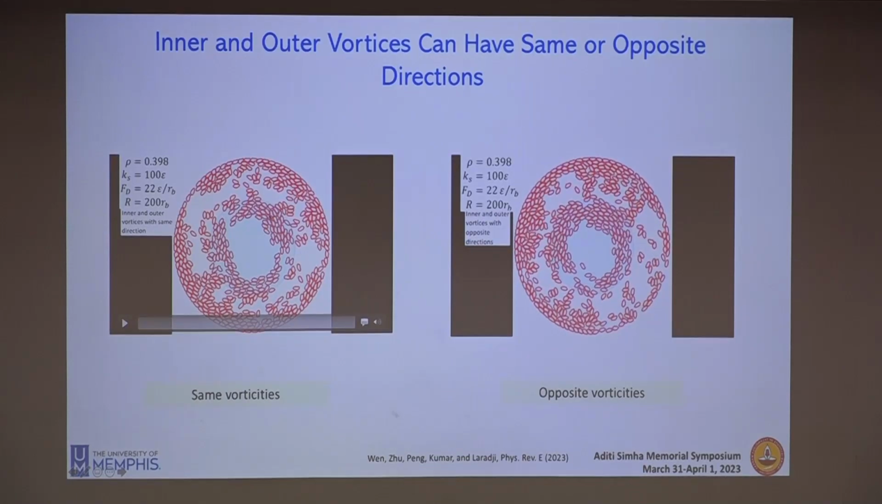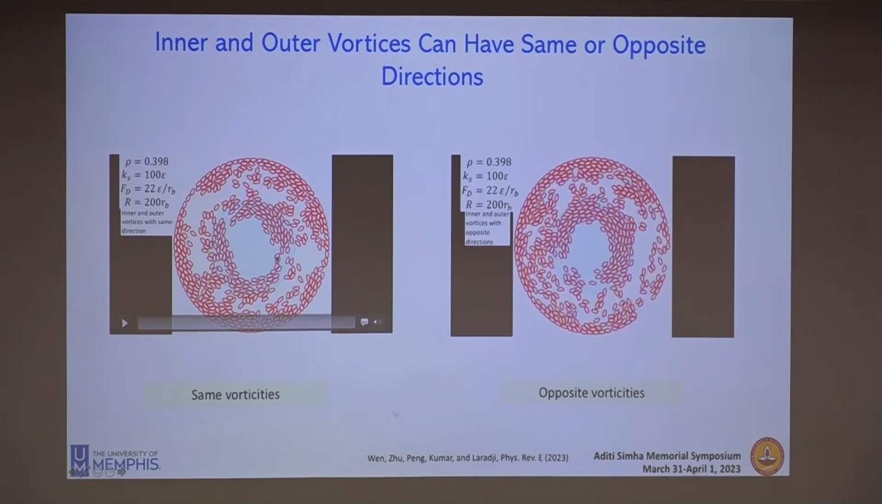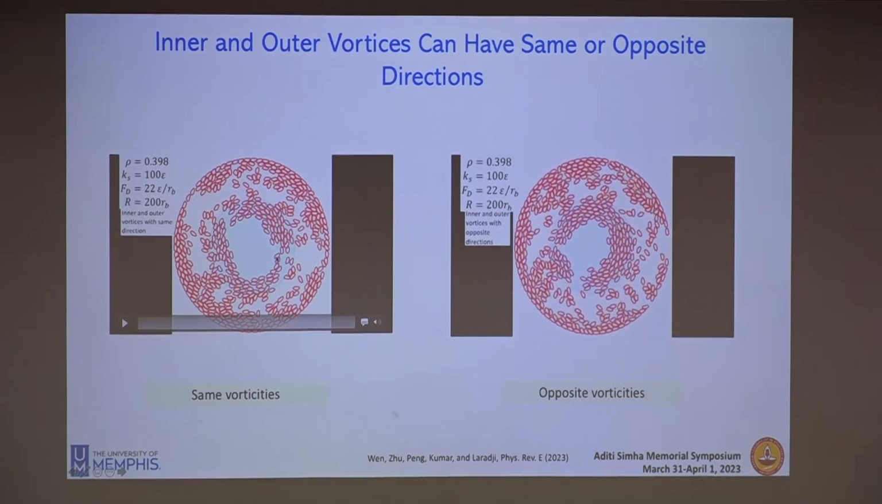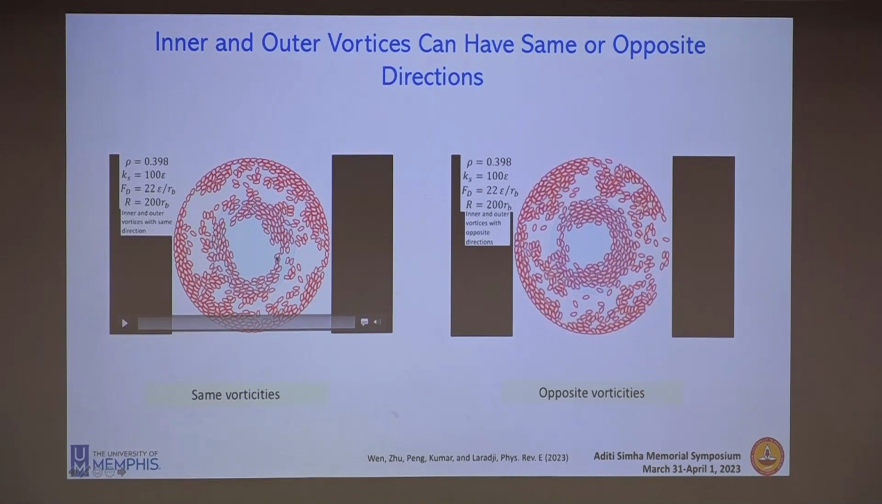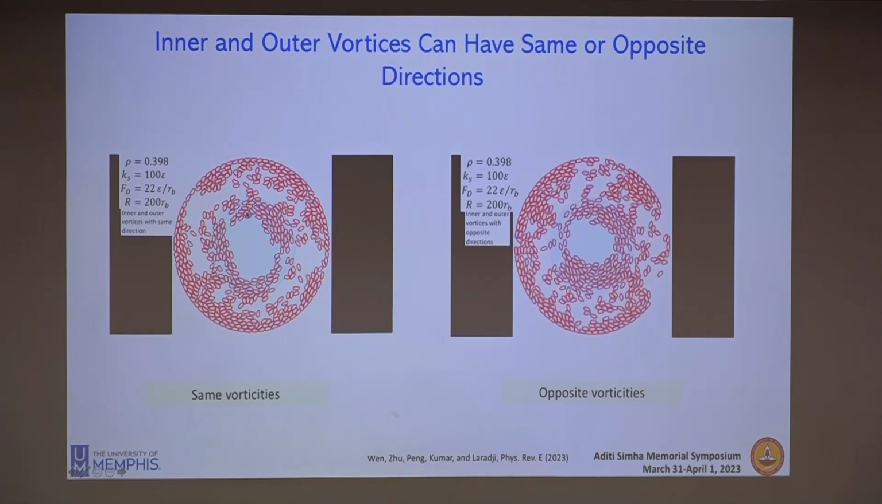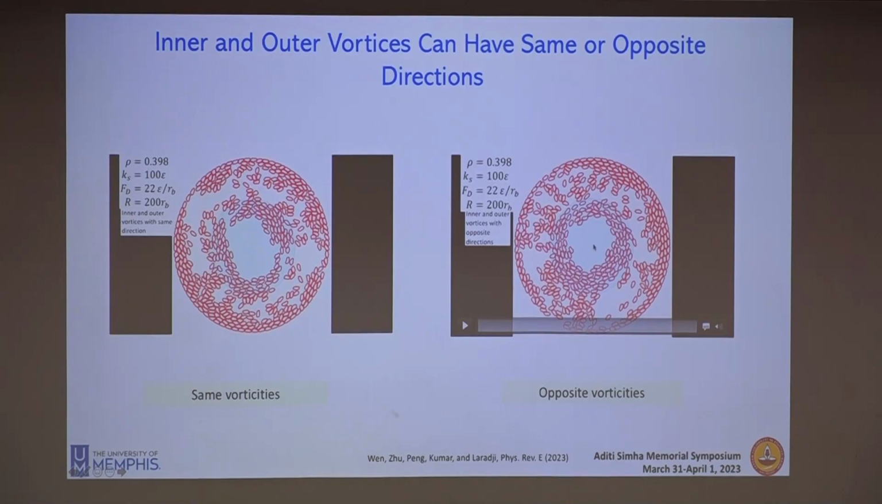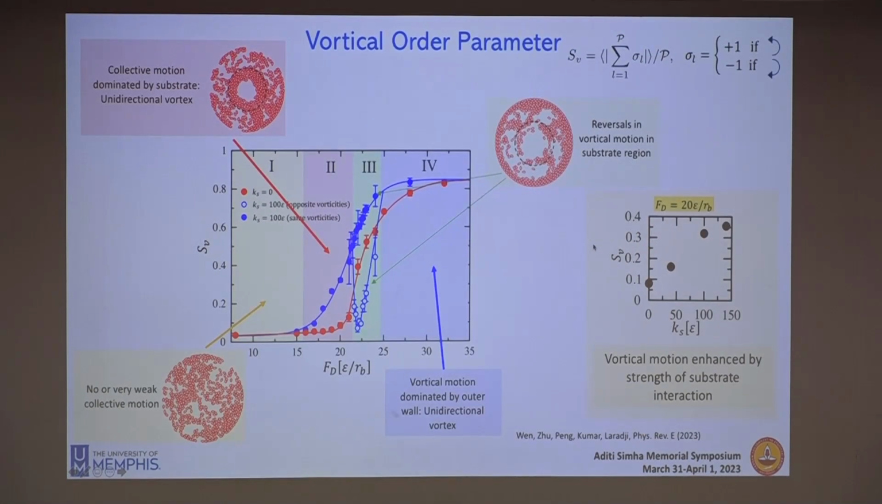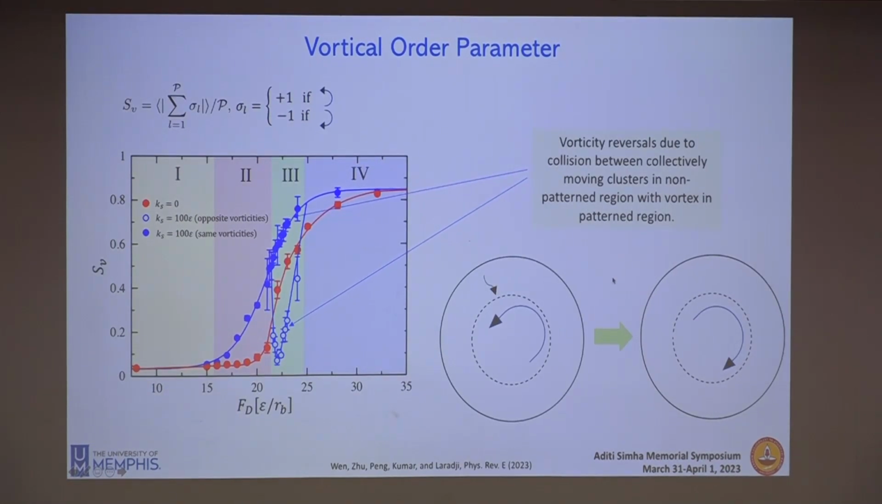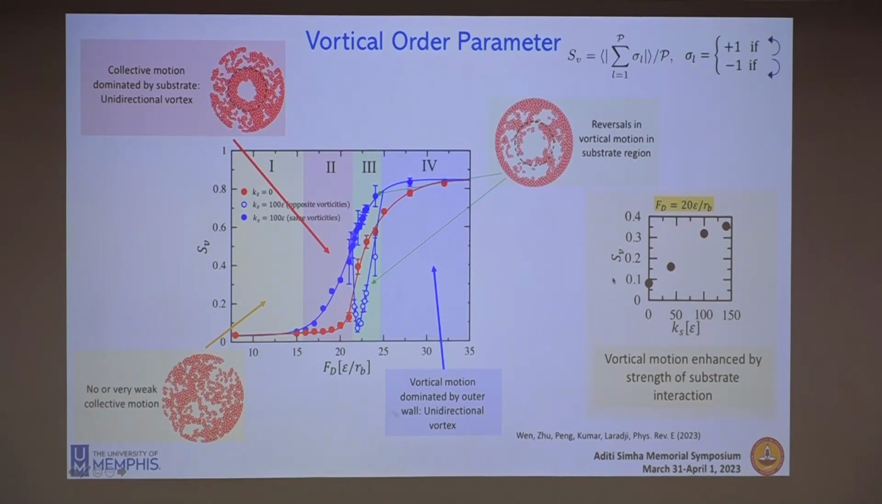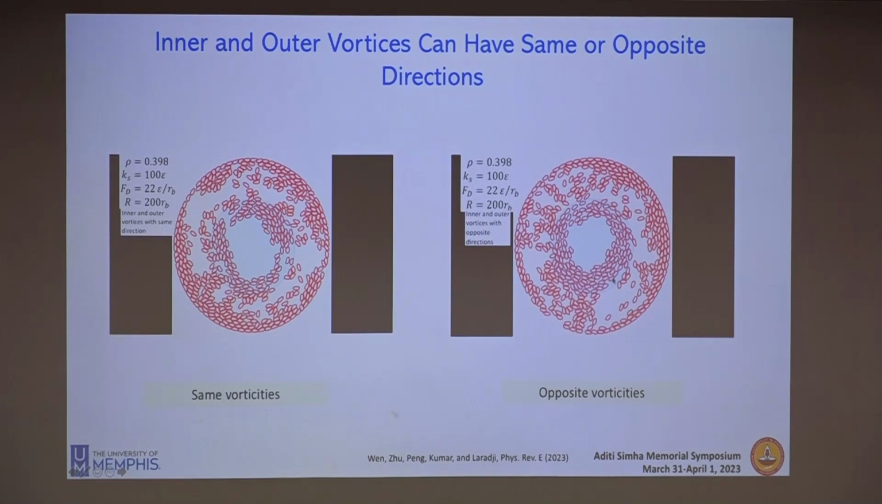And what is also interesting is that for a certain range of driving forces, there are 2 vortices actually. There is a vortex inside the patterned region, and there is also a vortex right next to the wall. The directions of these vortices can be the same or can be different. Okay, so I don't know how to run that movie, but the vortices in the core and outside in the uniform region can be in the same direction or in opposite directions.